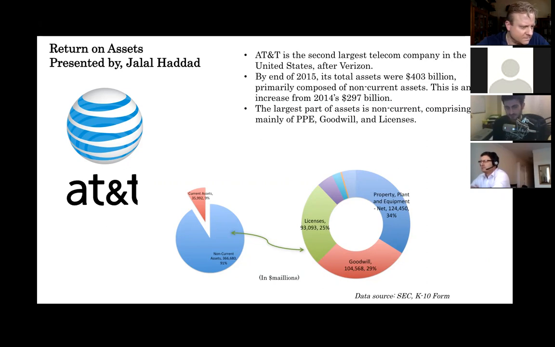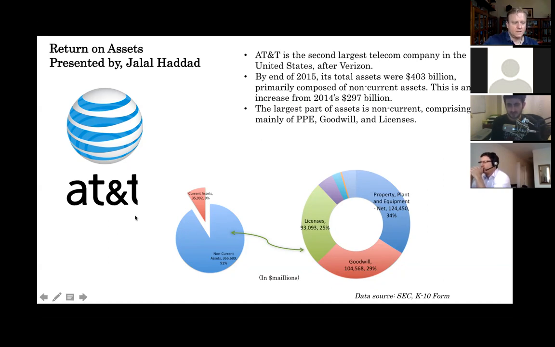Okay, so this is also the same concept. So basically, I chose AT&T. First, as an introduction, AT&T is the second largest telecom company in the United States after Verizon. By the end of 2015, its total assets were around 400 billion, which are mainly composed of fixed or non-current assets. You can see in the charts that 91% of the assets are non-current. If we break those down, they mainly consist of PPE, and there's quite some goodwill from acquisitions and licenses. That's the bulk of the assets of AT&T.